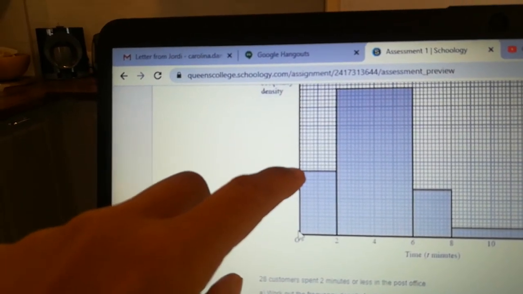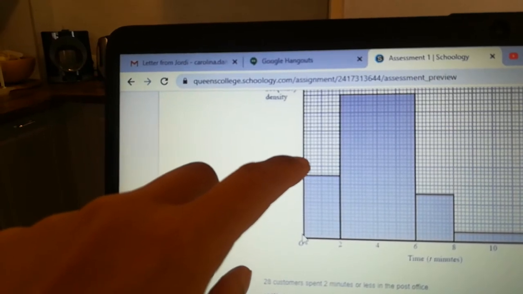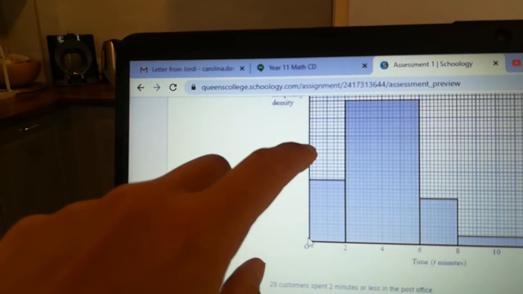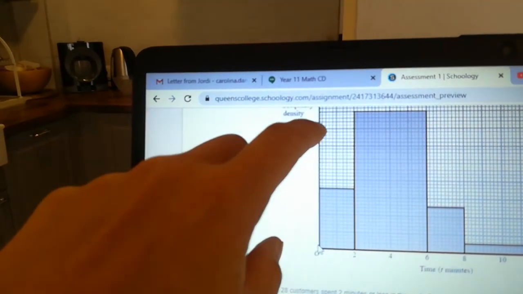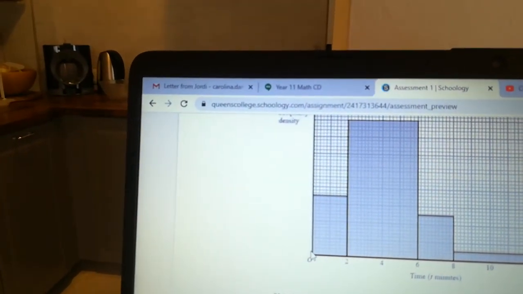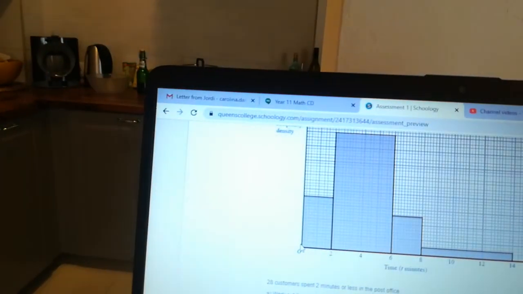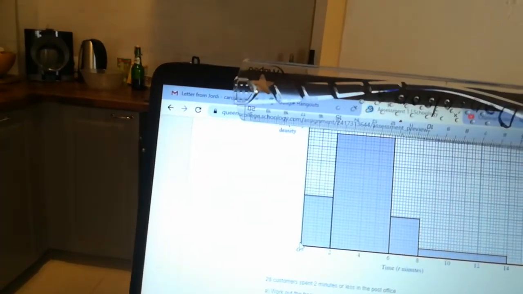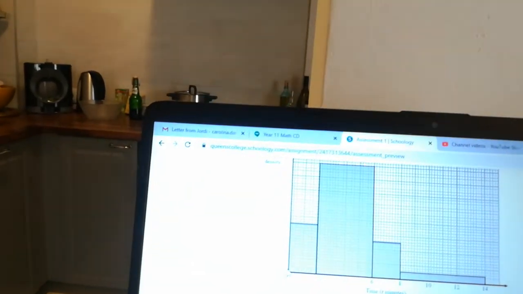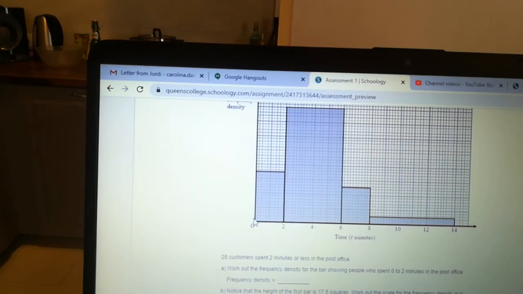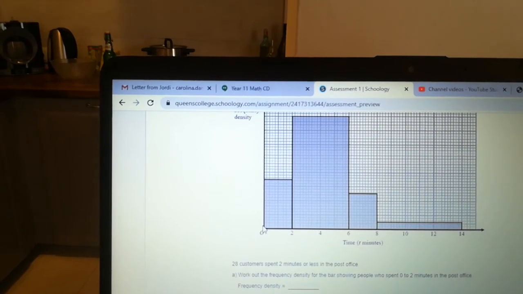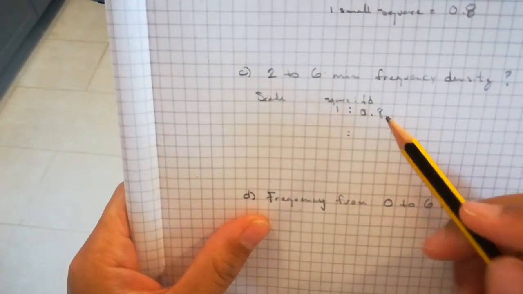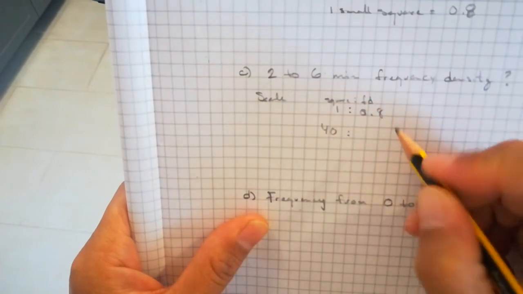Okay, so from 2 to 6 minutes, what's the frequency density? I know that 1 square is worth 0.8, but let's have a look at the graph and see how many squares that is. Now I know what you're going to say, it's too hard, they're so small, but you need to try. To help you out here, we know that that's 17.5, so that little line above there, that's 18. So you can count from there, 19, 20, 21, and so on up to 40. I think it's 40. Double check for yourself.